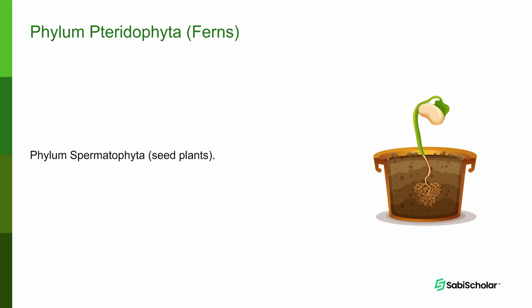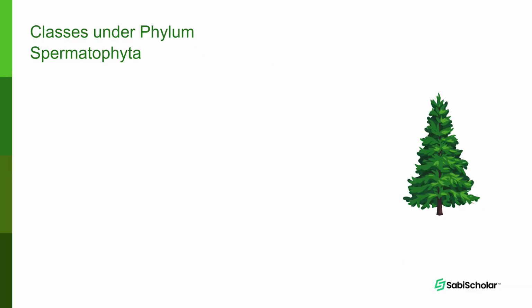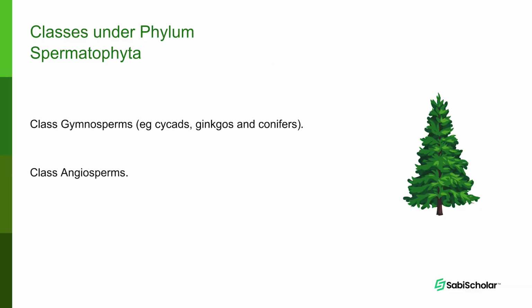Now, under phylum Spermatophyta, we have two main classes, the gymnosperms and the angiosperms. The class gymnosperms, where you see the cycads, ginkgos, and conifers, are the plants that have naked seeds and they do not bear flowers. Their trees or shrubs are mostly evergreen with needle-like leaves; their leaves are reduced in the form of needles. And then a few have scale-like leaves, or some have broad leaves too, but their leaves are majorly reduced.